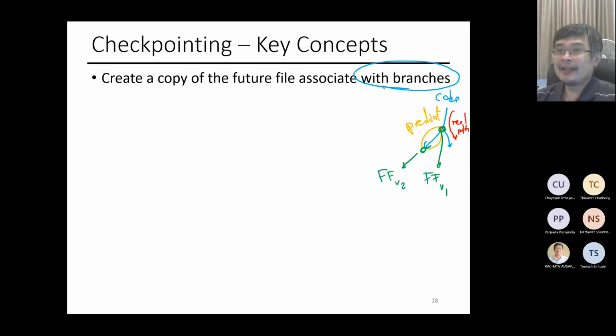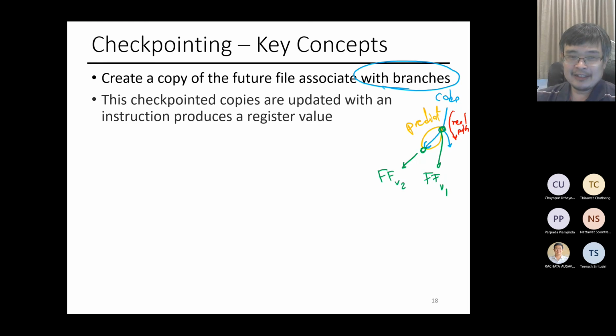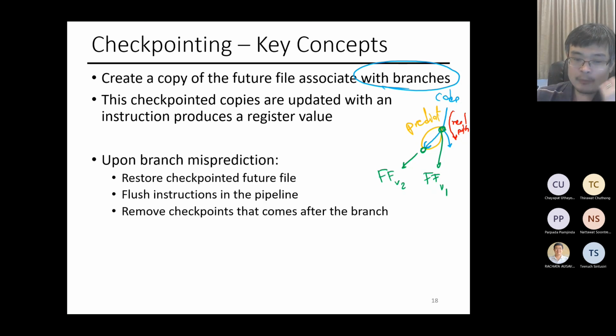So checkpointing is like when you play games, right? You save the game when you're about to hit the boss because you don't know whether you'll win that fight or not. You save the game. So you save the future file because you see a branch, and then if you mispredict, you just recover that, right? So the checkpoint copy will be updated. And you have the old version, version 1, at this branch, right? And then when you mispredict, you restore version 1 and you flush everything in the pipeline, and then remove the checkpoint because you know the true path, so you don't need to keep that anymore.